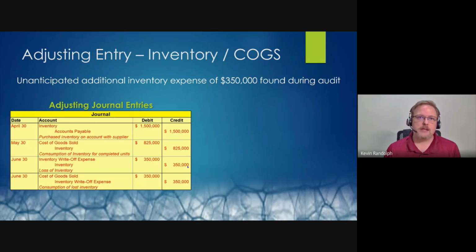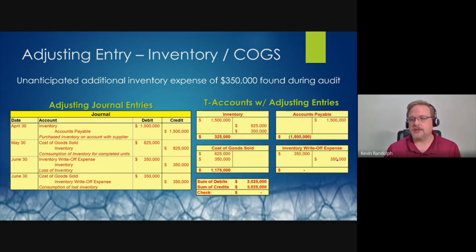And then once the refrigerators in this case have been sold on to the retailer, we're going to put that $350,000 as a debit to cost of goods sold, and then a credit back to inventory write-off expense. And when you look at the T accounts, that's going to leave your inventory write-off expense with a net 0 balance. And then, of course, you're going to want to balance out the rest of your accounts and ensure that you come back to 0 for your double check on your maths.